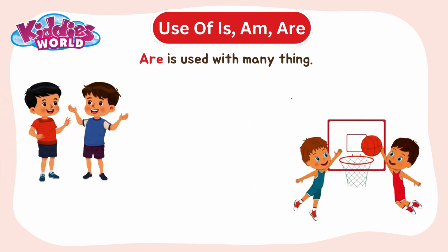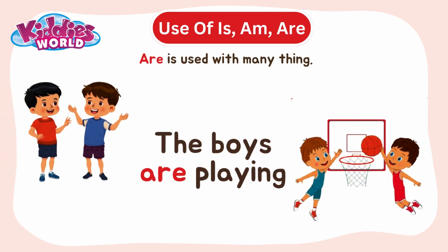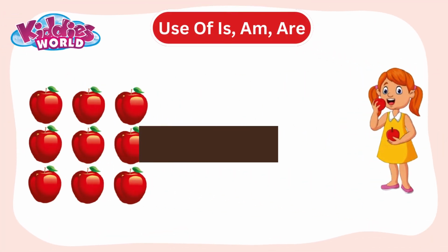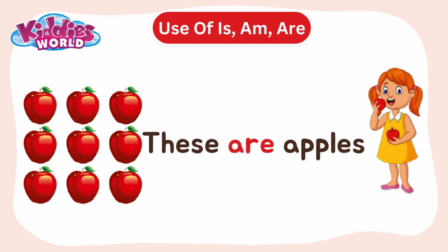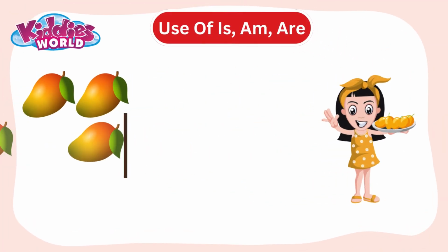We use are when we talk about many people or many things. For example, the boys are playing. These are apples. The mangoes are yellow.